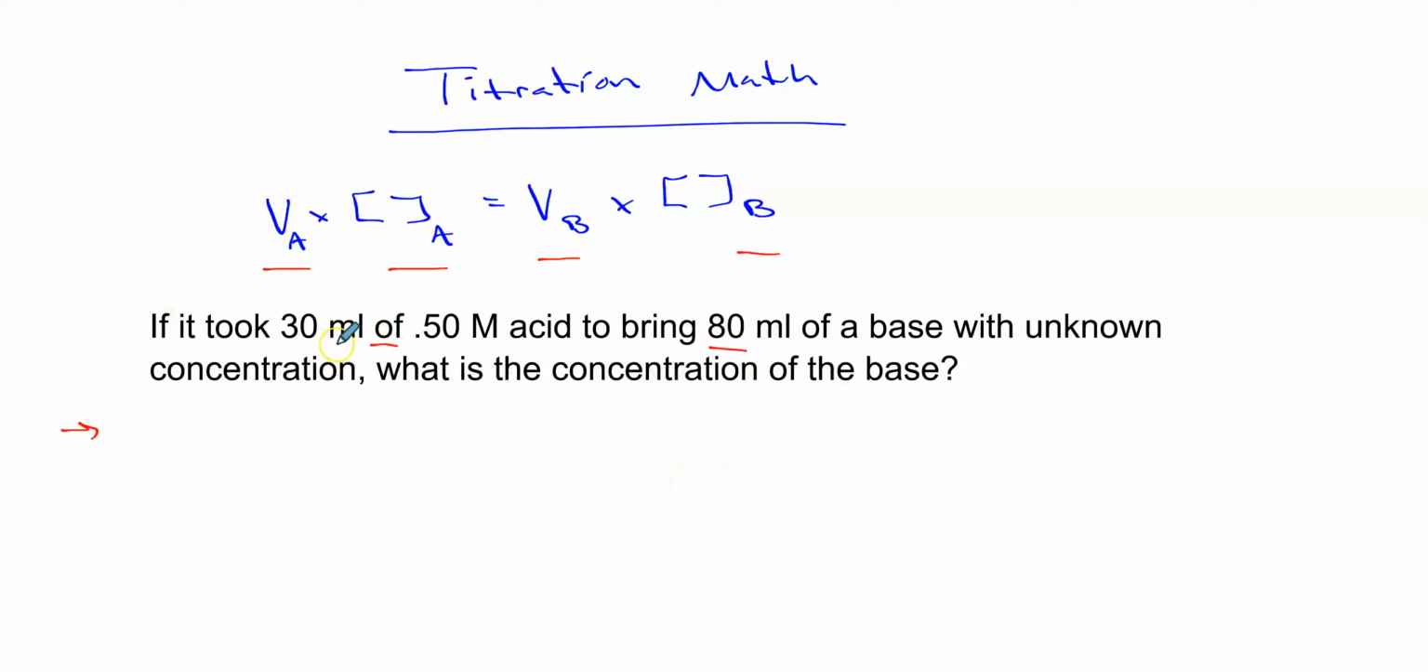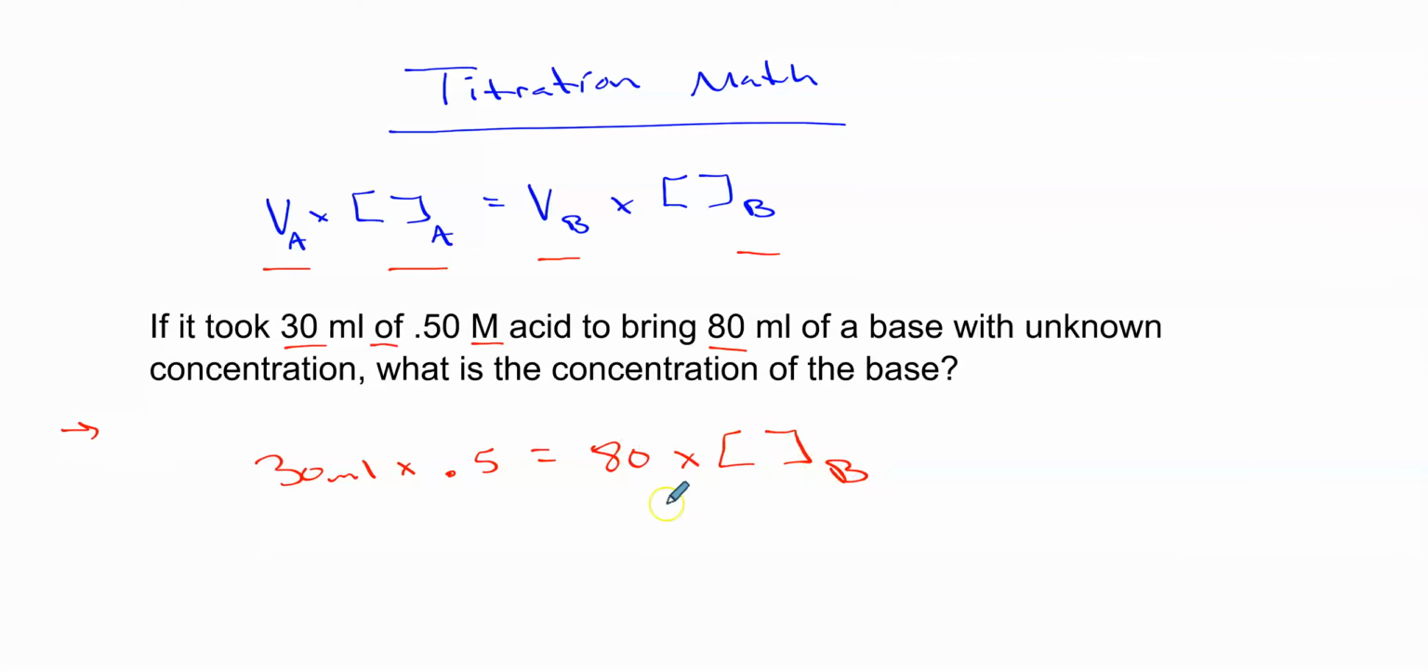So if it took 30 milliliters of 0.5 molar acid, we know the volume of the acid right here is 30 milliliters times, it tells me in my molarity, is 0.5. And then I'm going to solve for the concentration, and it tells me the volume of the base here is 80 times this concentration that I don't know.